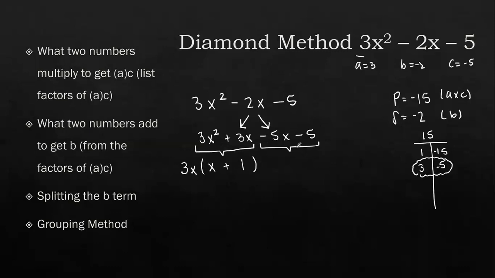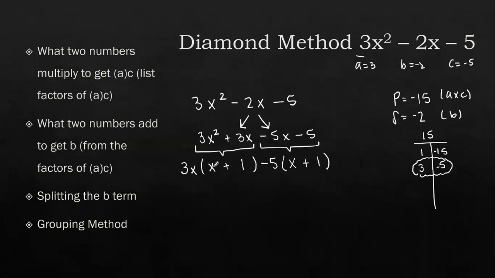With this group right here, what is the greatest common factor? What goes into both -5x and -5? -5. Not negative 5x because this one does not have an x on it. So negative 5. So now I'm trying to figure out what I would multiply by to get this right here. So negative 5 times what would give me negative 5x? X or 1x. And negative 5 times what would give me negative 5? Positive 1.